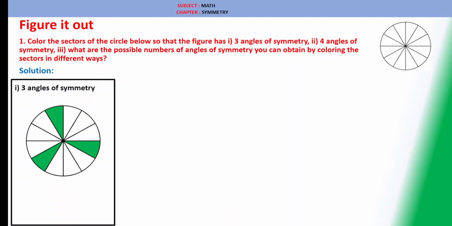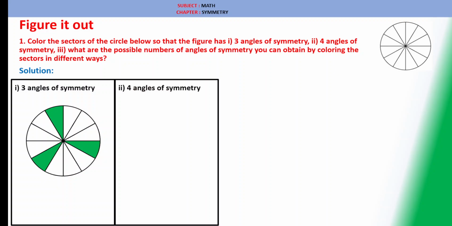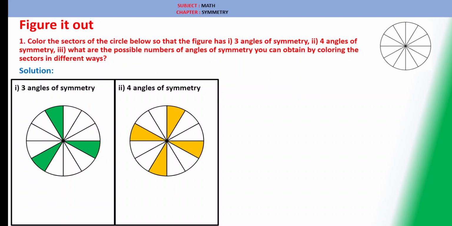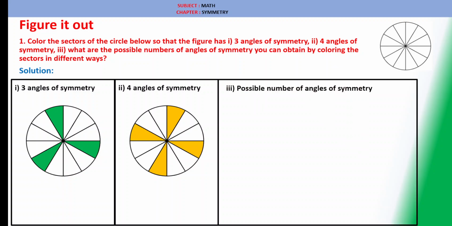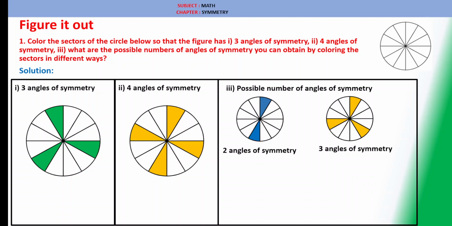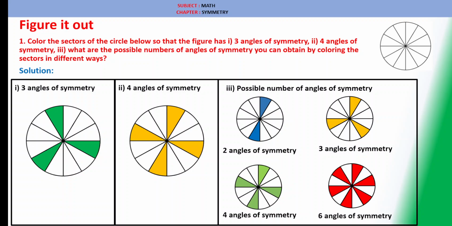If you observe, this circle has 3 angles of symmetry. Observe this next circle here. See, this has 4 angles of symmetry. The possible numbers of angles of symmetry are these: 2 angles of symmetry, 3 angles of symmetry is possible, 4 angles of symmetry is possible, and 6 angles of symmetry is possible.